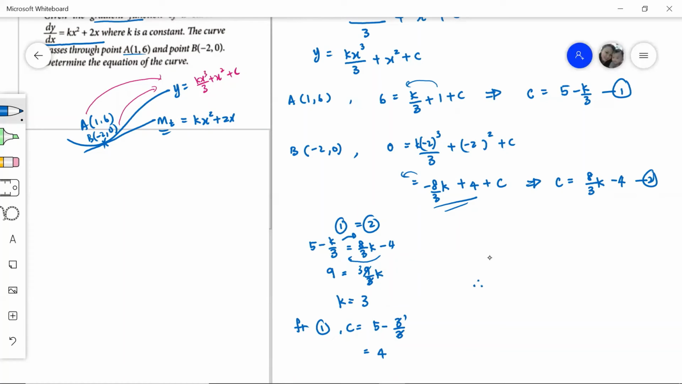With that, the equation of the curve is y equals 3x cubed over 3 plus x squared plus 4. Simplified, y equals x cubed plus x squared plus 4. That's it. We found the answer for question number 12.